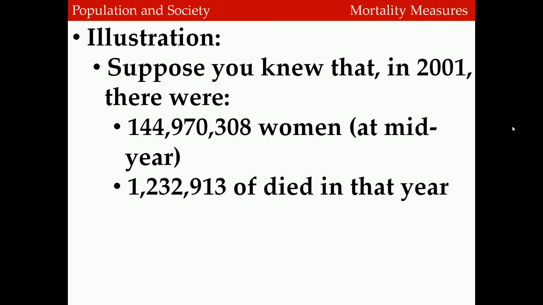So as an illustration, suppose that we wanted to calculate the crude death rate for women in the United States in the year 2001. And suppose that we knew in that year that there were 144,970,308 women at mid-year, and 1,232,913 of them died in that year.